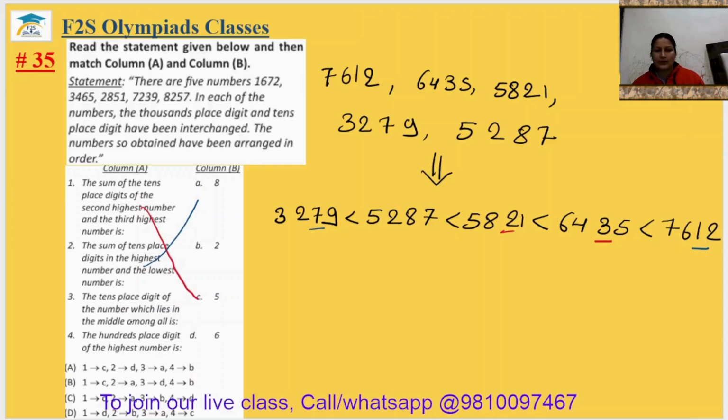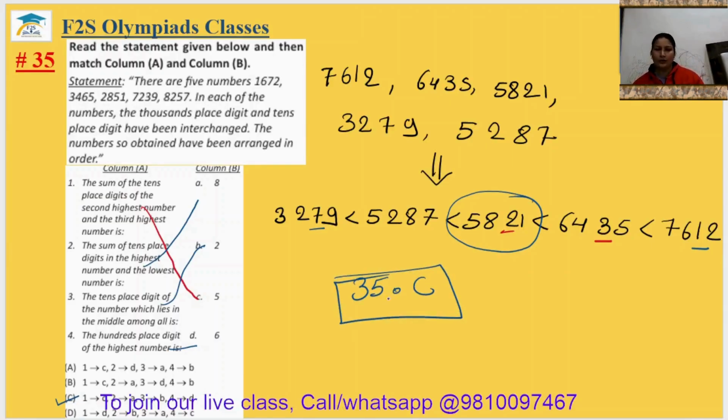The tens place digit of the number which lies in the middle among all. So the middle number is this one. Its tens place digit is 2. So now this definitely matches with this one. So we can see 1C, 2A, 3B, 4D. It is option number C. 35th answer is option C.